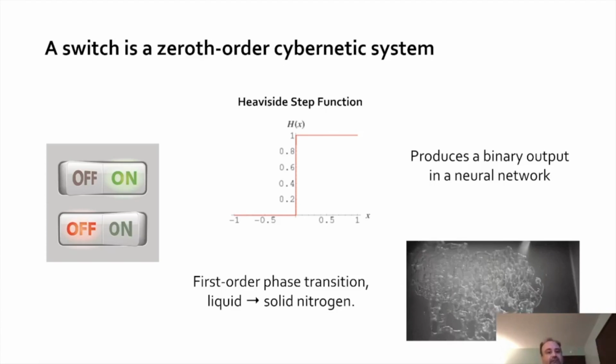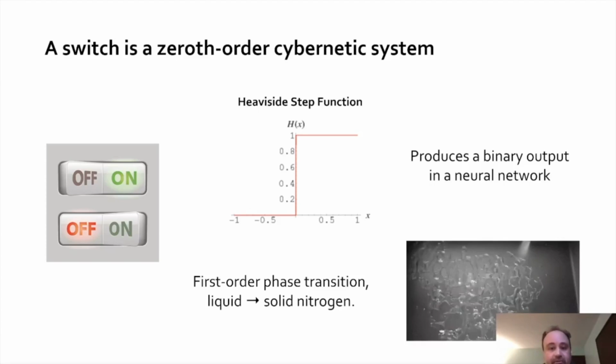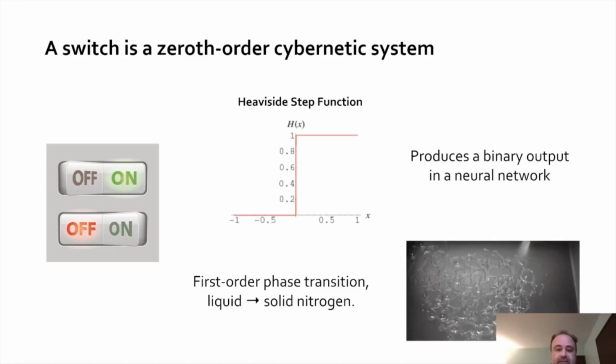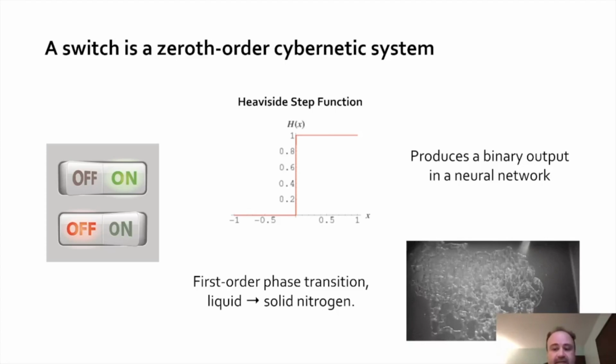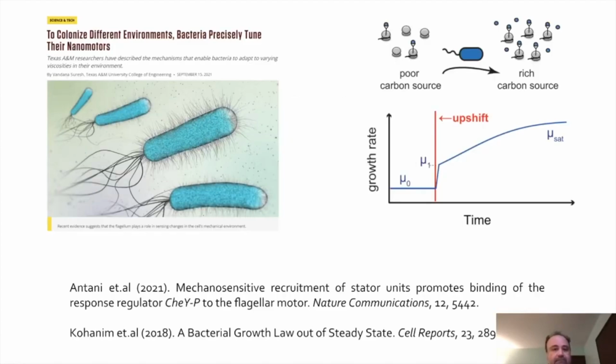On the left, we have a light switch where you just turn the state of the light on and off. In the middle, you have a Heaviside step function, which produces a binary output in a neural network, but it's essentially a very abrupt transition between two states. And finally on the right, we have a first order phase transition example of a liquid turning to a solid state in nitrogen gas. You can see it's a very abrupt transition that's global.